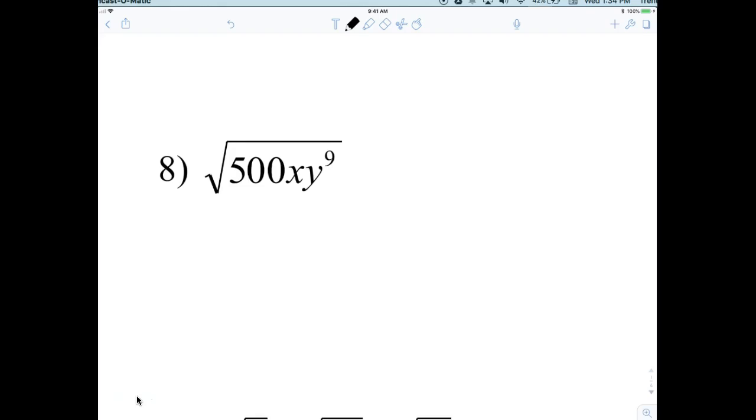Now, again, I'm really hoping you guys are getting the patterns down here. All right, don't be confused by y to the 9th and make it y to the 3rd. You're always taking things out in groups of 2. So 500, that breaks down to 5 times 100. Anytime you see 100, you're happy because the square root of 100 is what? 10. So again, we're doing 10 radical. The 5 stays behind.